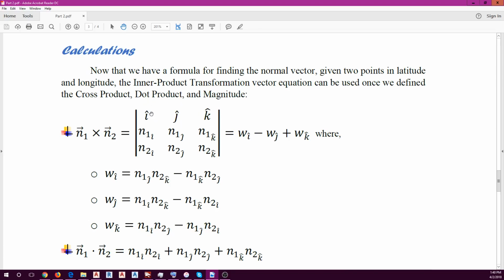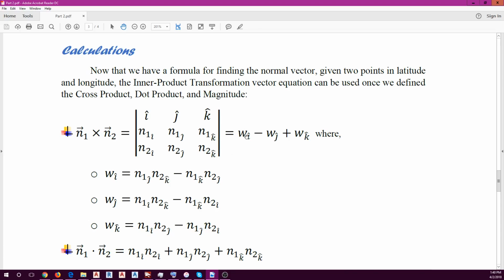Okay. So this is the I component. We're going to take our hand and we're going to cover up the I component, the row of the I component and the column of the I component. And we're only going to look at what's left. And what's left is N1J, N1K, N2J, and N2K. That's the only thing that's left. And what we're going to do is we're going to cross multiply. That's kind of part of why it's called the cross product, is because we're multiplying in a cross. So it's N1J times N2K minus N1K times N2J. And we're going to call that W sub I.